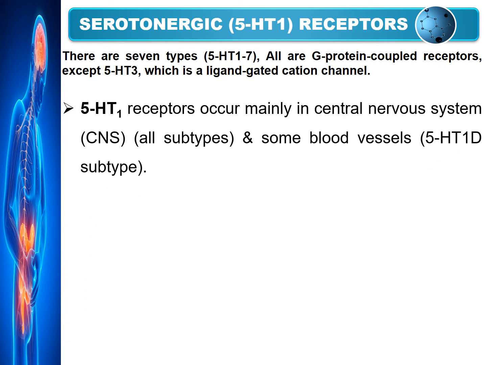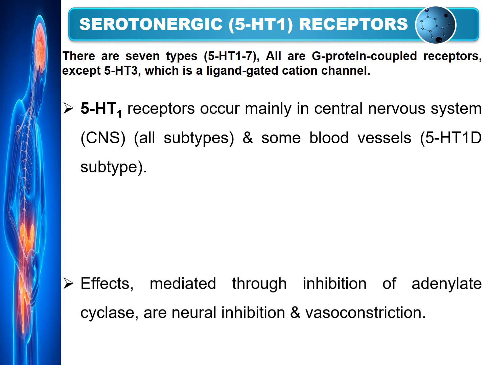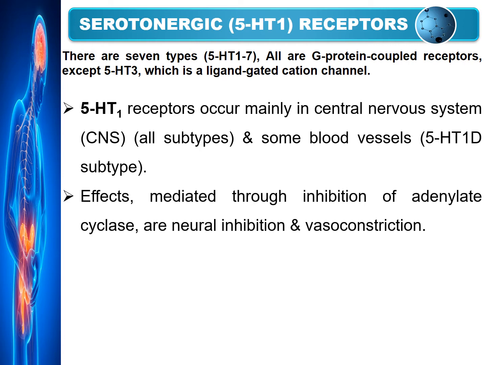The first one is the 5-HT1 receptors. It occurs mainly in the central nervous system. Actually, all the types of 5-HT1 receptors. But a kind of 5-HT1 receptor, that is the 5-HT1D receptor, is present in some of the blood vessels. The 5-HT1 receptor effects are mediated through inhibition of adenylate cyclase, and they are neural inhibition and vasoconstriction.